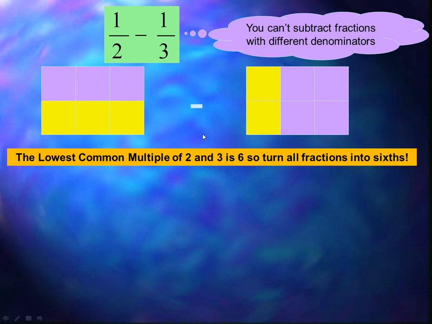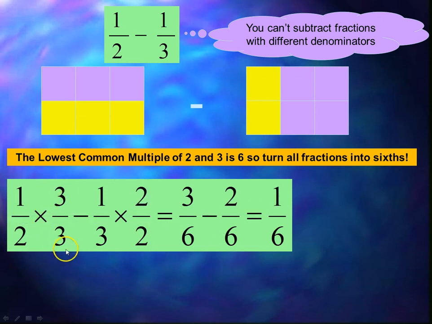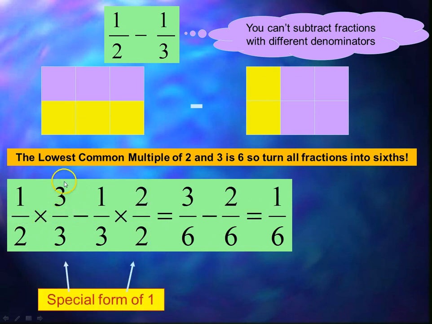Ta-da. So now, the equivalent fraction of 1/2 is 3/6. The equivalent fraction of 1/3 is 2/6. So here we've multiplied by the special form of 1. Again, remember, the special form of 1 does not change the fraction. It only changes the numbers, but the fraction is exactly the same.